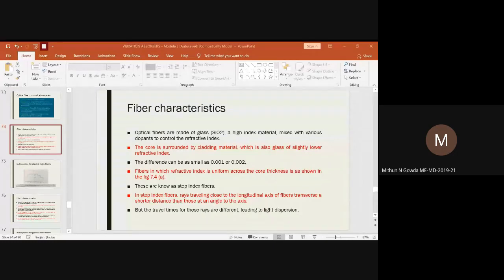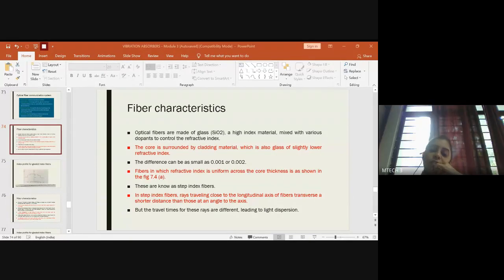If the difference is very high, you get a large amount of output, is it? Yes, ma'am. If the difference is very high, there will be loss in the output pulse. What I mean to say is the core dimension should be very small, so the input pulse and the output pulse will be equal. If the core dimension is increasing drastically, there will be loss in the output pulse. So you should focus on constraining the dimension to the optimized value to get the input pulse equal to the output pulse.